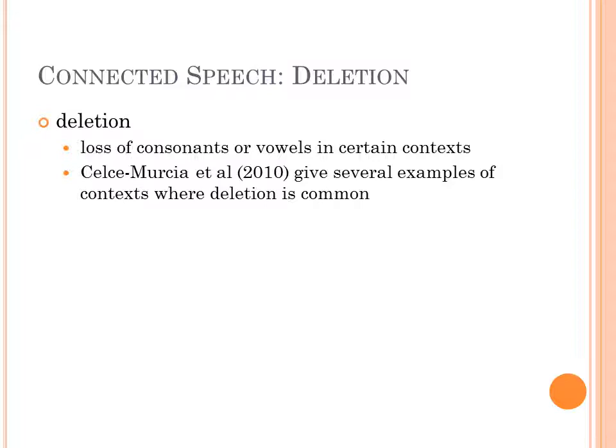Deletion involves the loss of consonants, such as the loss of the word final t and d before words beginning with consonants other than h, j, w, or r sounds. So that two words coming together like brightest star, we might lose the t ending on brightest. It also involves the loss of the t in certain consonant clusters, so that a word like Toronto might be pronounced Trono or Trana.